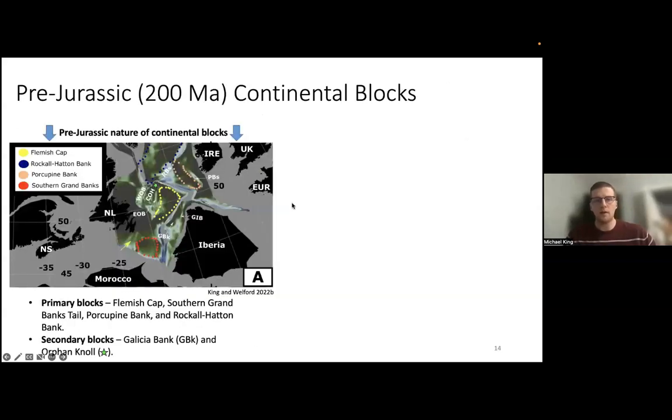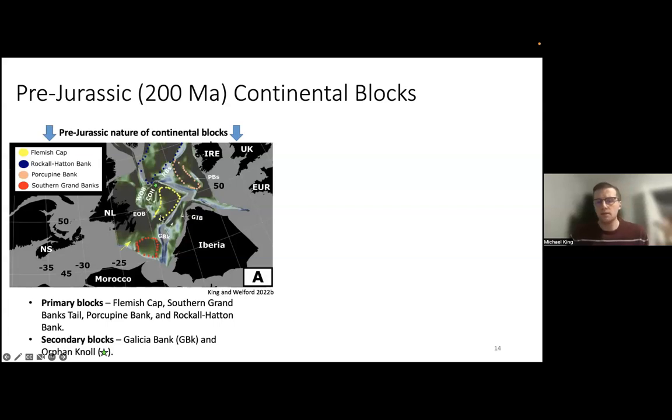One of the things I wanted to focus on in this talk, on continental blocks and microplates in particular, is the pre-Jurassic template of the North Atlantic in terms of the crustal thickness estimates that we're seeing. After evaluating the results, we can divide these blocks into what I'm referring to as primary versus secondary blocks. These primary blocks are model inputs, and they're very large in size. Some examples that I've already talked about are the Flemish Cap, shown right here, for example.